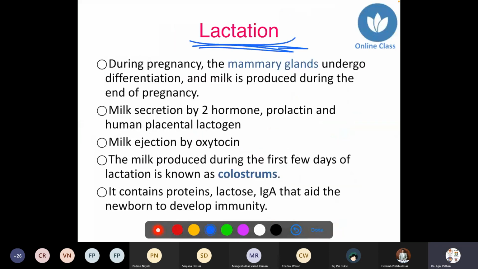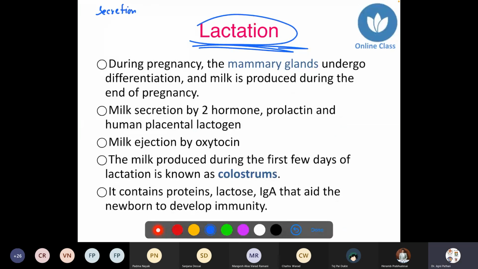Now, coming to the point of lactation. Lactation is where you have milk. That's nourishment to the baby, right? What is lactation? Secretion and release of milk from the mammary gland to nurse the newborn. So, what is lactation?